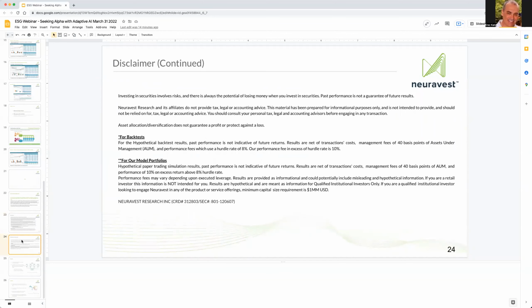I'm going to go to page number 2 here, which explains a little bit more about our backtest simulations: how we conduct our backtests and what fee structure we apply to discount the returns to make them as authentic as possible. And of course, our model portfolios, which are paper traded simulations that can be synced in real time with a true broker account, are also net of our fee structure. As you can see here, it's 40 basis points plus 10% performance in excess of an 8% hurdle. Anyway, that's just a logistics disclaimer.